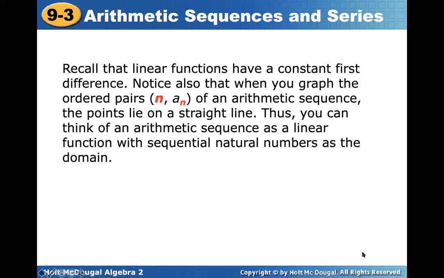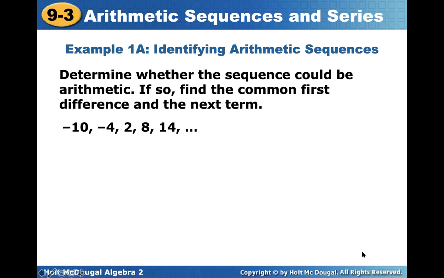All right, recall that linear functions have a constant first difference, just like some of the sequences we've looked at so far. Notice also that when you graph ordered pairs of an arithmetic sequence, the points line up in a straight line. So an arithmetic sequence can be modeled with a line or a linear function. Thus you can think of an arithmetic sequence as a linear function with sequential natural numbers as domain. So our domain is going to be 1, 2, 3, 4, 5. We're not going to go 1.2 or 1.6. We have to use the counting numbers, the natural numbers. So it's a linear function with the exception that we can't put in any fractional values. We have to use our natural numbers or counting numbers as our domain.